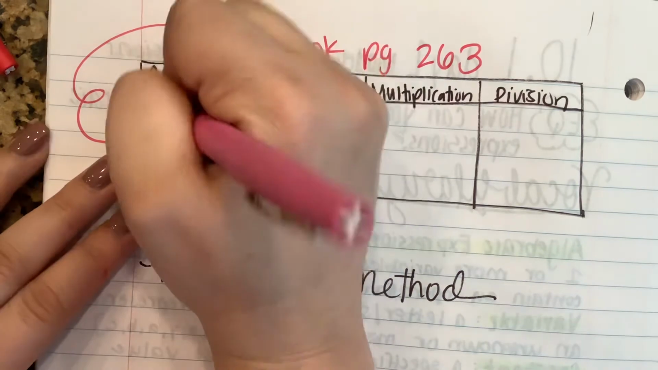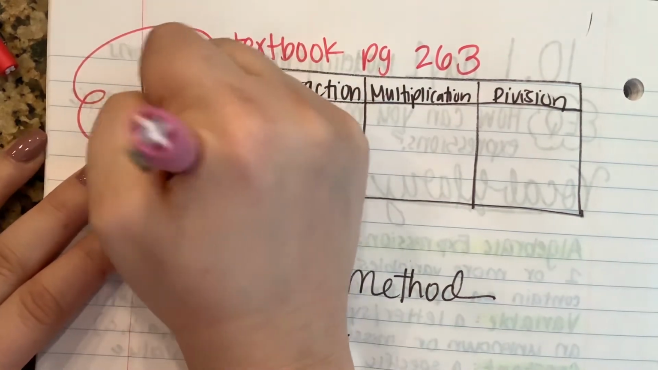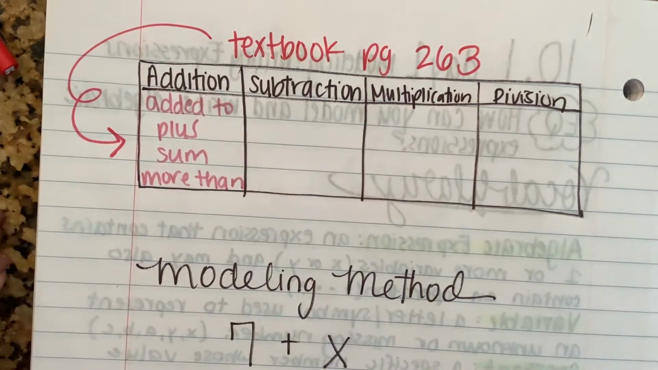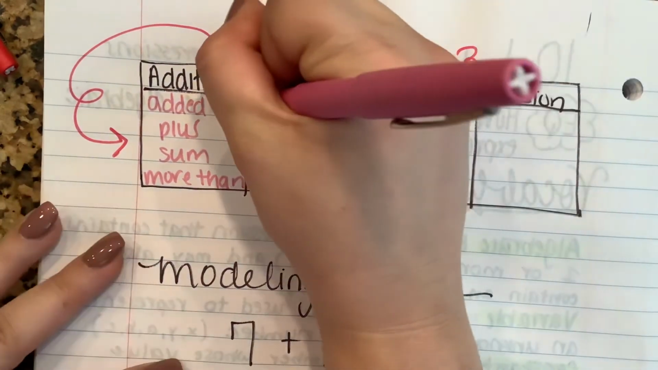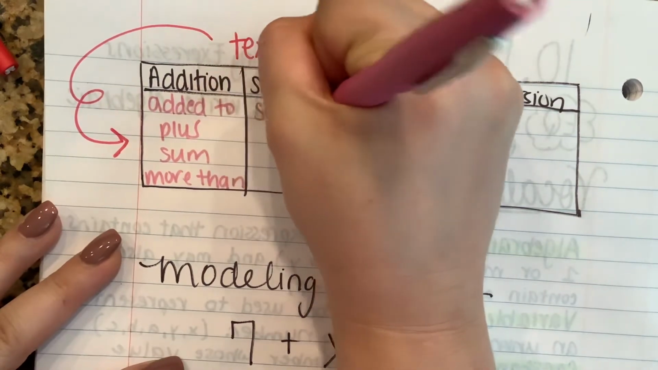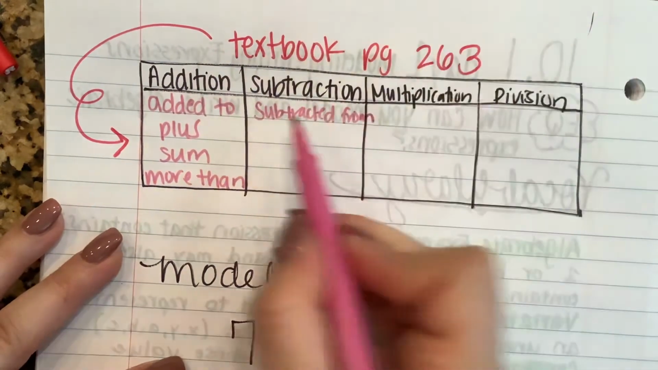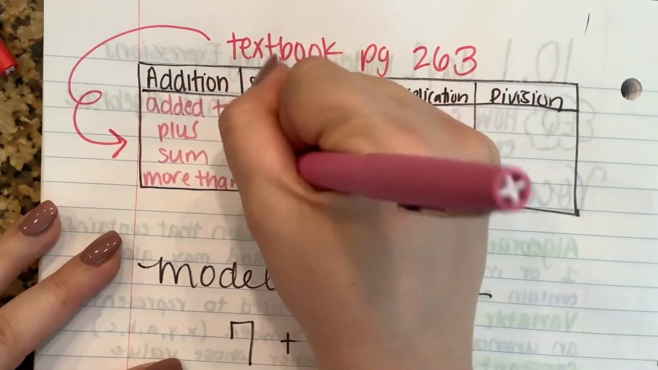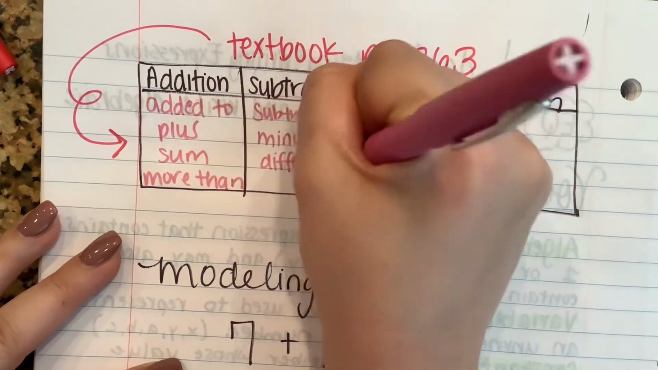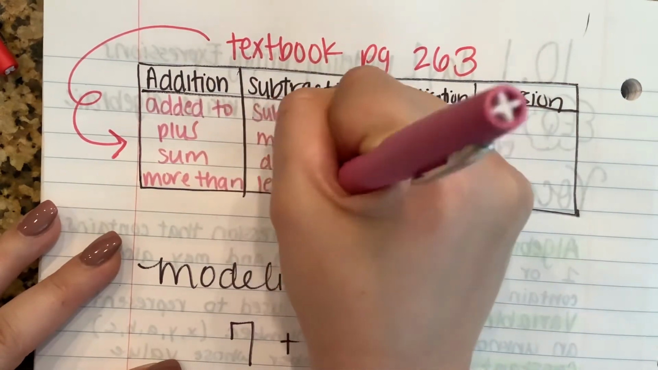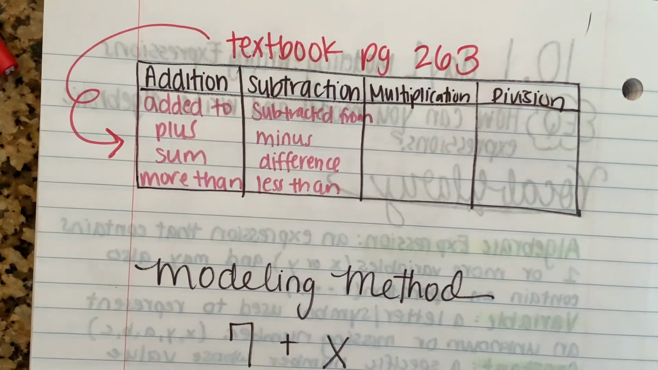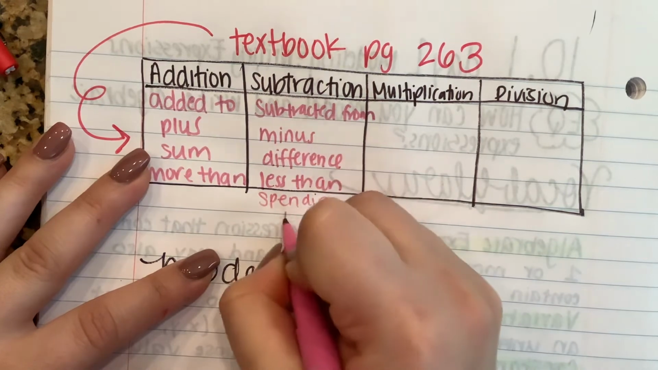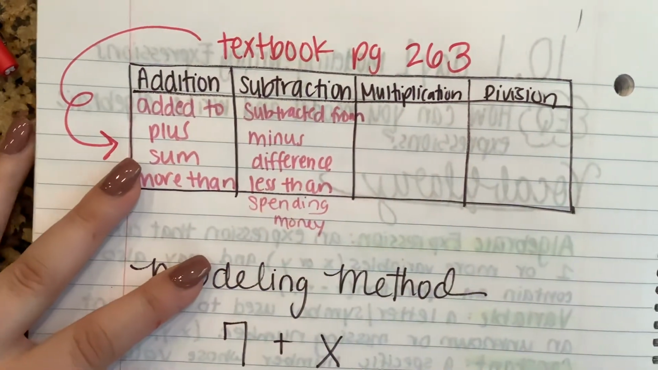So if you see words like added to, plus, sum, or more than, I want you to think about the operation addition. For subtraction, you might see words like subtracted from, and that one's kind of obvious because subtracted is in the word. Our common one is minus, difference, and less than. Also, if somebody is spending money, that is subtracting money from your bank account. So let's add that. Spending money. We see that a lot in word problems.